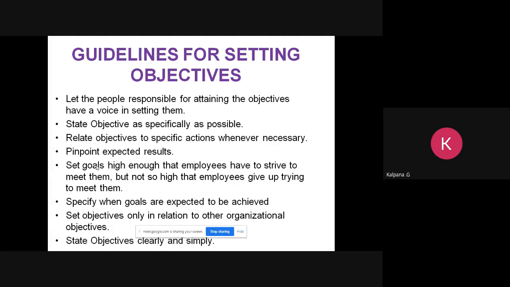So these are the basic guidelines for setting objectives. The other general guidelines could be: objectives should cover the main features of the job. Objectives should be clearly specified in writing. It should be in a document. It should not be conveyed in an oral meeting. It should be available in a document so that if there are any doubts among the employees, they can refer to the document and see to it.